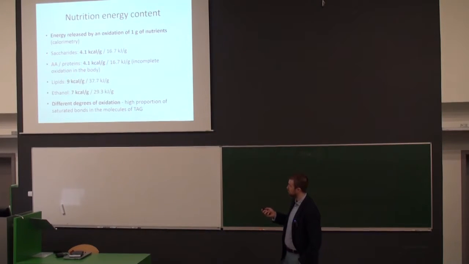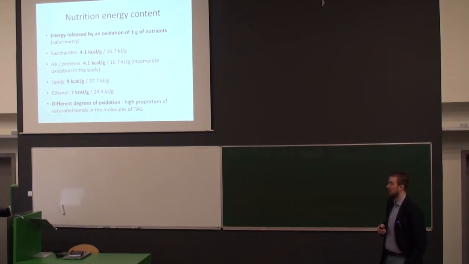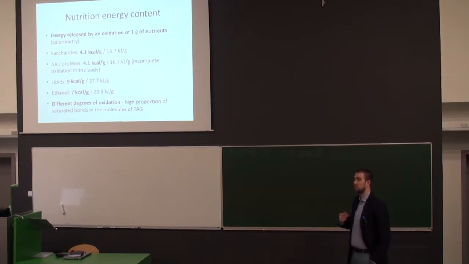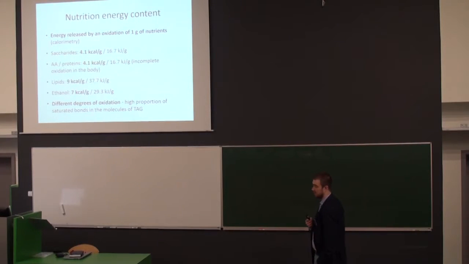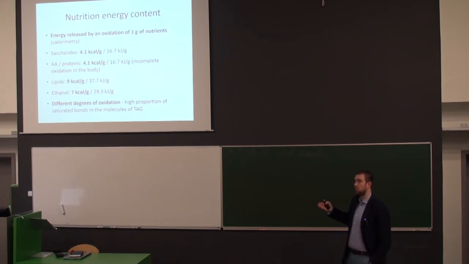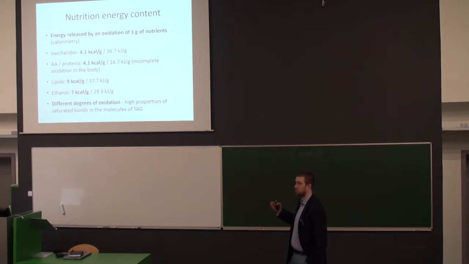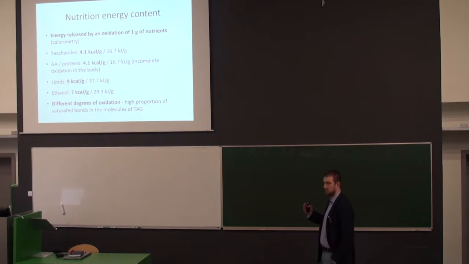In your book, you can read two numbers for amino acids and proteins. The situation is whether we look at the ideal oxidation outside the body or inside the body. You know that amino acids are degraded in our body to a carbon skeleton that can be fully oxidized, and then to an amino group, and the amino group is typically converted to urea.